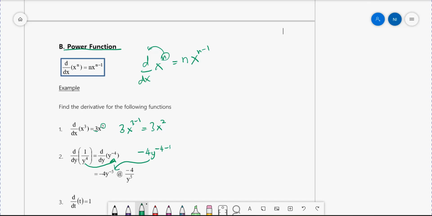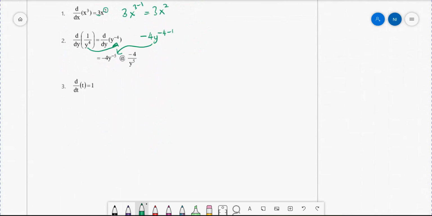The third example would be this one. Differentiate t with respect to t, it will be equal to 1. The same goes for when you differentiate x with respect to x, it will be equal to 1. The reason behind it is because bring the power forward, 1, that means x power of 1, and then x power of 1 minus 1, which is 1 times x power of 0. So it is equal to 1.